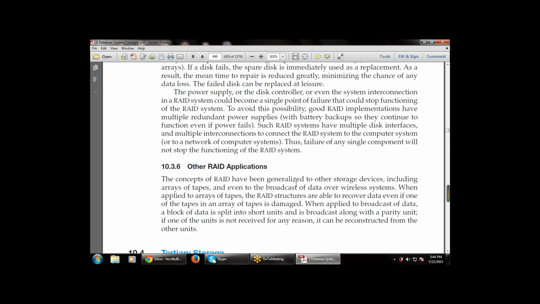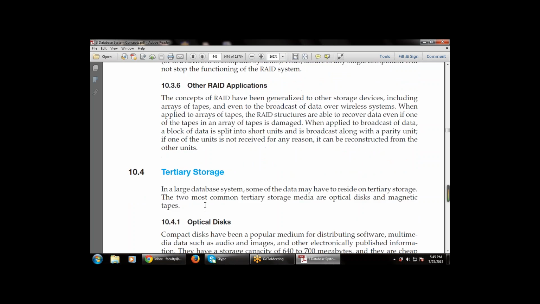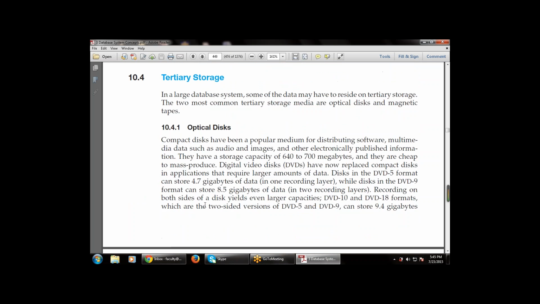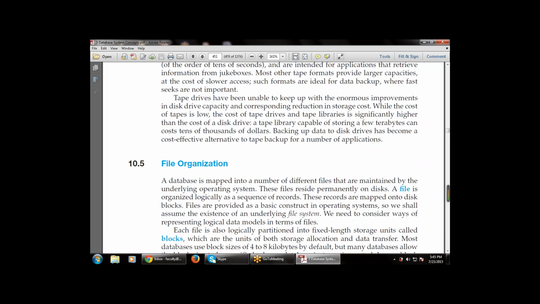The most important concern is what is a RAID? That is a redundant array of independent disks, that is also used for storing the data. There are multiple levels of RAID, that is RAID 0, 1, 2, 3, 4, 5, 6, and what are the various observations that are used with the RAID levels. Next is the tertiary storage that contains the optical disks, magnetic tapes, and then there is file organization.